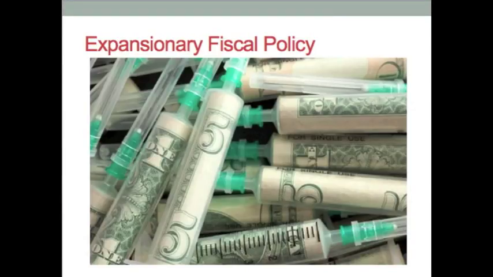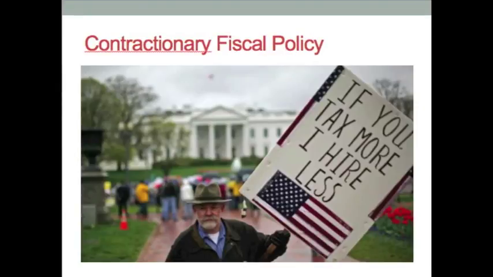An expansionary fiscal policy would either be to reduce taxes, which would increase consumer spending, or to increase government spending, which would directly increase the quantity of real GDP. The goal here is to increase aggregate demand. A contractionary fiscal policy would either be to raise taxes, which would decrease consumer spending, or to decrease government spending, which would directly decrease the quantity of real GDP. This would have a negative effect on aggregate demand.